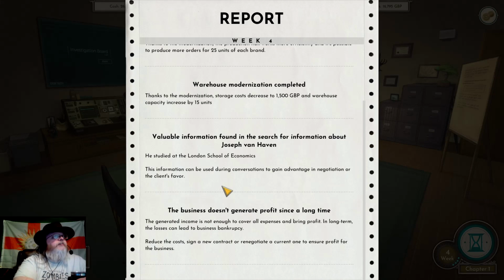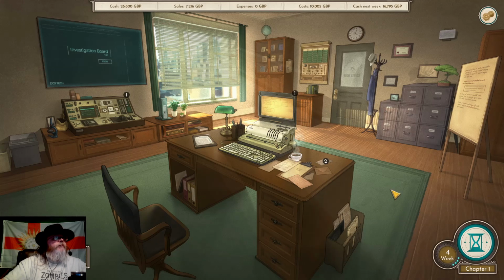Valuable information found in the search for information about Joseph Van Haven. He studied at London School of Economics. This information can be used during conversations to gain advantage in negotiation. The business hasn't generated profit for a long time. Not enough to cover all expenses and bring profit. In the long term, the losses can lead to business bankruptcy. Reduce the costs, sign a new contract, which we're about to do.